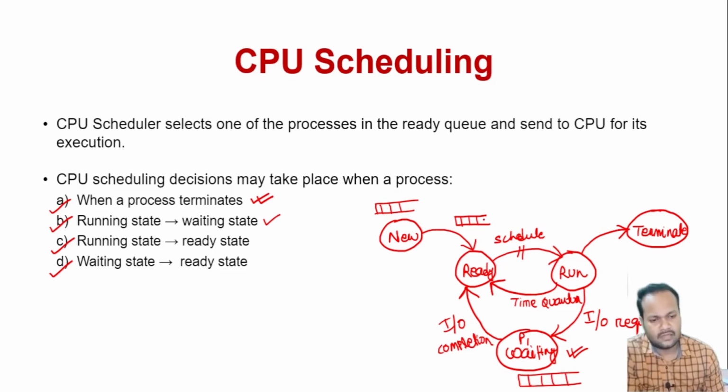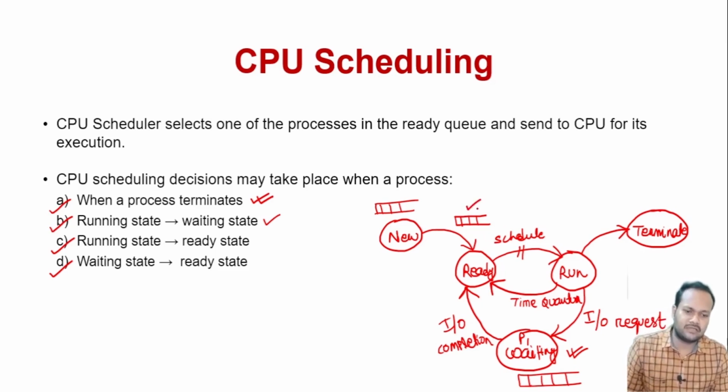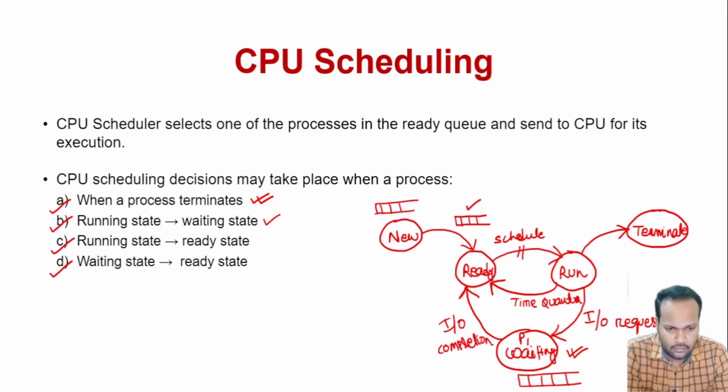So if there are n processes in the ready state, that means it is represented using a queue. Within that queue, we say it is a ready queue. So within that ready queue we have n number of processes. Similarly, if m number of processes are waiting, that means the waiting queue contains those m processes which are in the waiting state.